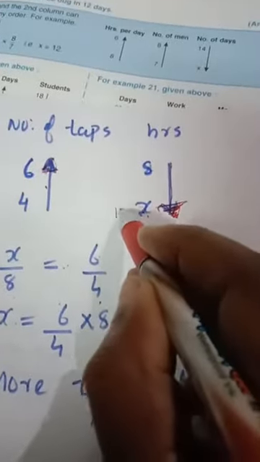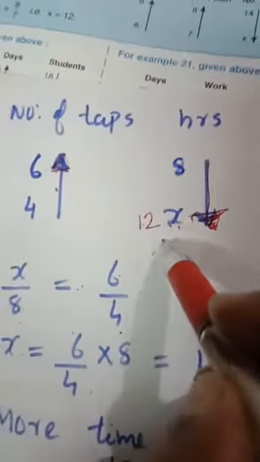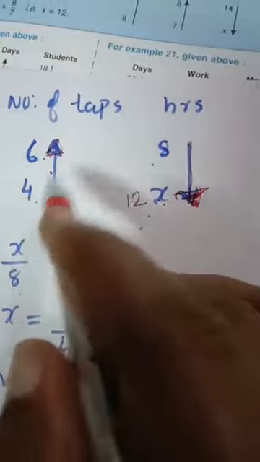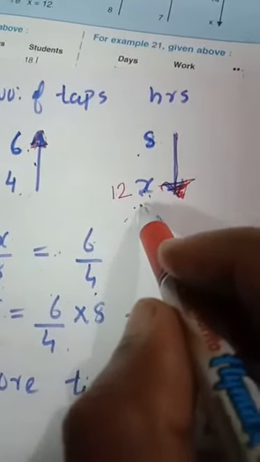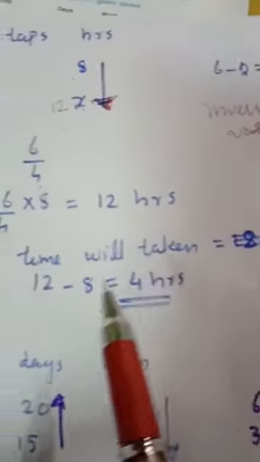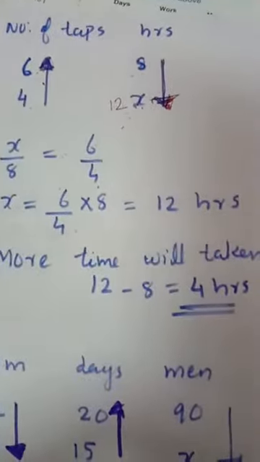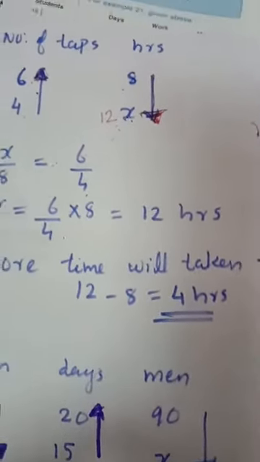If 4 taps are there, it will take 12 hours. If 6 taps are there, it will take 8 hours. Now we want to compare how much more time, that is the question. So 12 minus 8, 4. More time taken is equal to 12 minus 8, 4 hours. If the comparison is there, you can subtract.